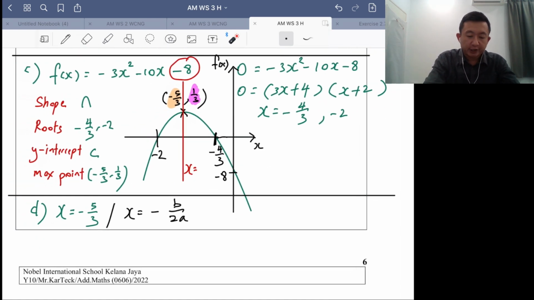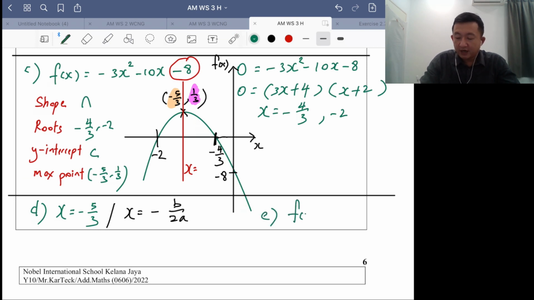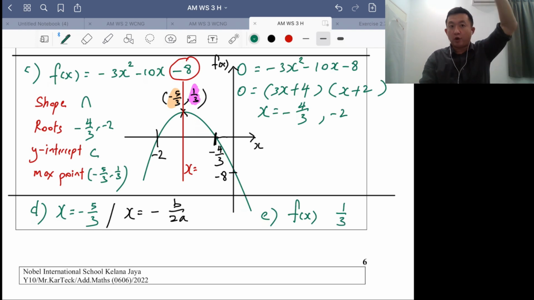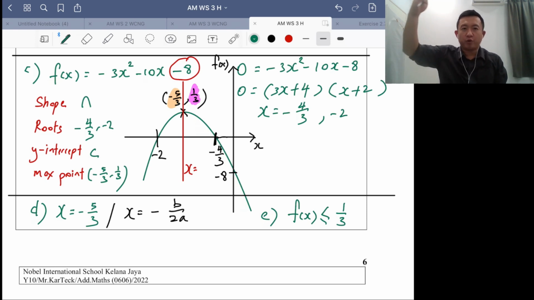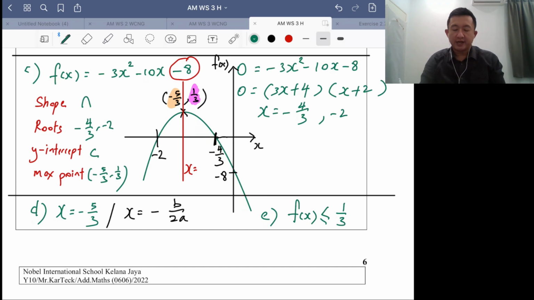So your range is, for f(x), it cannot be more than 1/3, right? It cannot go more than 1/3. This is a maximum point already. So you put less than, anything lesser than this, or it could be equal, exactly 1/3. It could be just 1/3 or lesser than that, cannot be more than that, because it's the maximum point already. So this is the range for f(x).